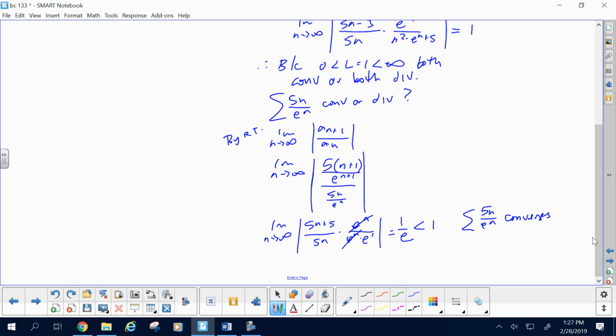Now we have established that by the limit comparison test, both converge or both diverge. 5n over e to the n converges. From those two pieces of logic, we conclude the one they give me must converge also. You follow? Wasn't that fun? All right.